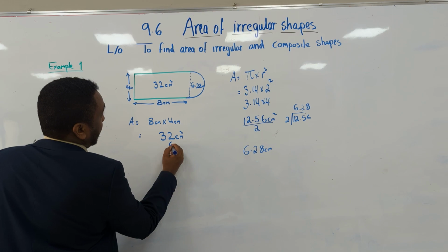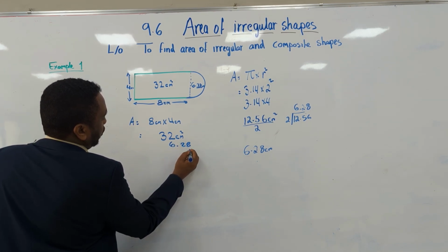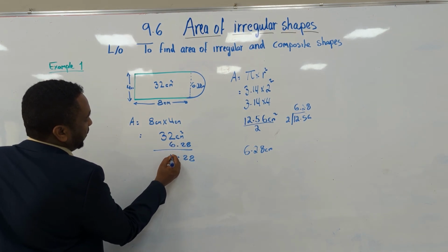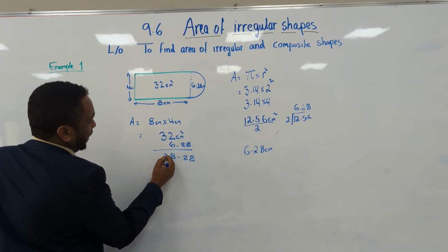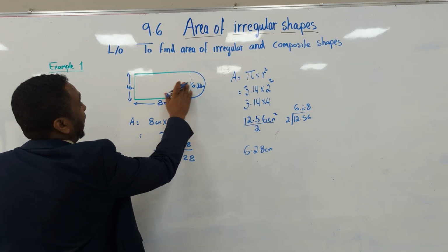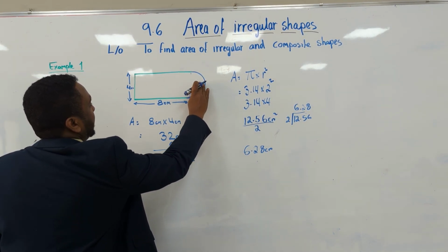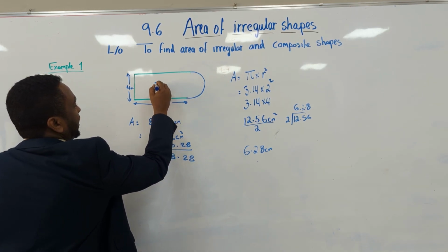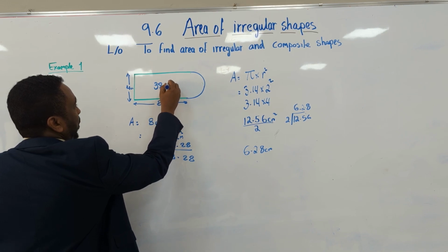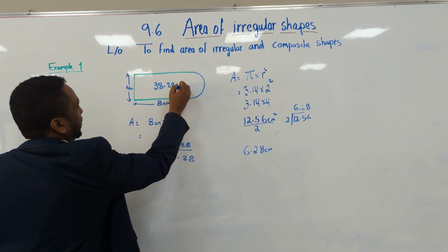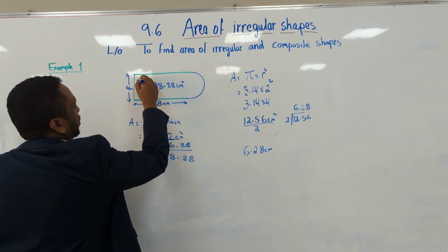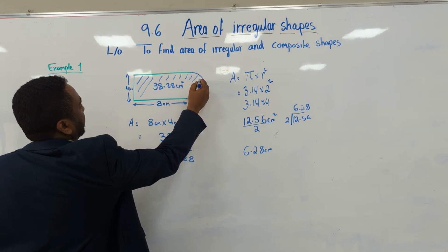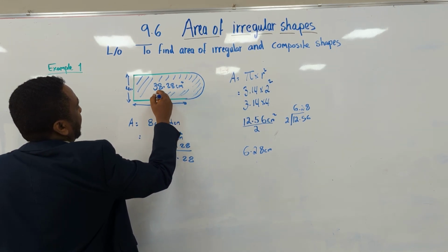Okay, so we add 50 here, 28. So that will give us, bring down the 28 first, and then we add this, so we have 8, and we have 3. So the total area, we can now say, the area of this shape altogether is 38.28 centimeters square. And this is the whole shape, including the half a circle, the semicircle.